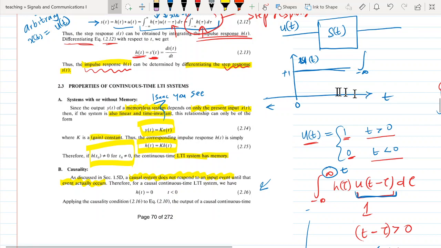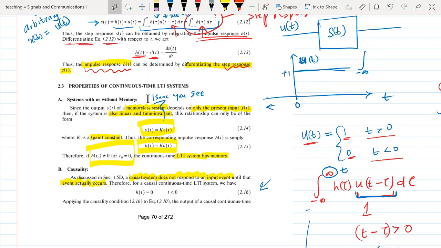Now we are going to talk about the properties of continuous time LTI systems, the systems with or without memory. That is our first item. So we just needed to find out how a continuous time LTI system behaves, or when it is said to have memory, or when it is said to have no memory.